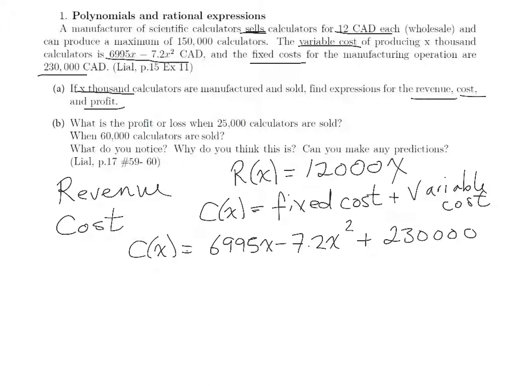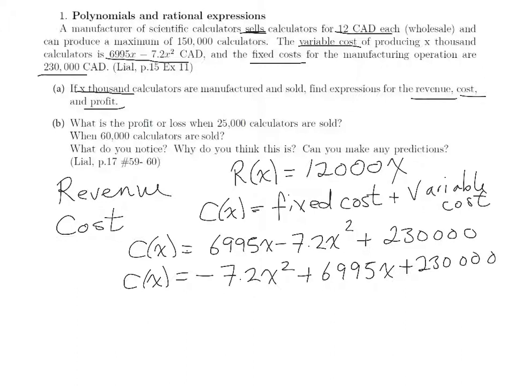So now we can just rearrange this cost equation, and generally we put our highest degree term first. So we've got minus 7.2x squared, and then 6,995x, and then plus 230,000. So that's going to be our cost function and our revenue function.